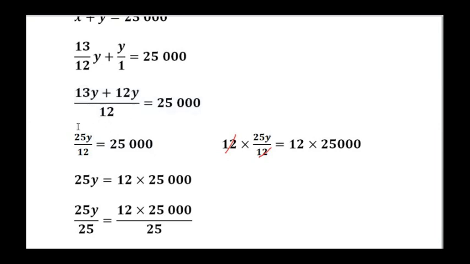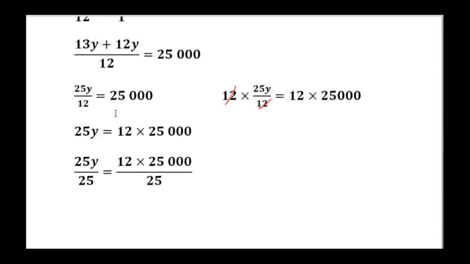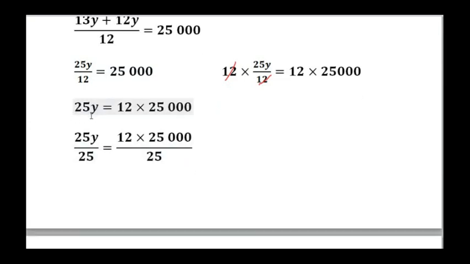We get 25y upon 12 equals 25,000. 25 is the sum of 12 and 13. So let's multiply both sides by 12. We get 25y equals 12 times 25,000. And now I will divide both sides by 25 because I'm solving this equation for the variable y. We get y equals 12 times 1000.